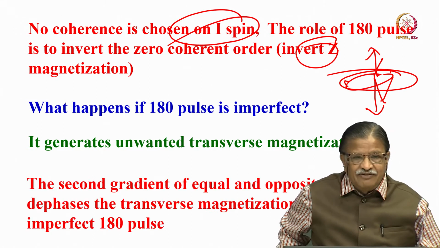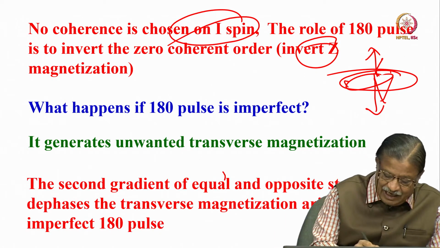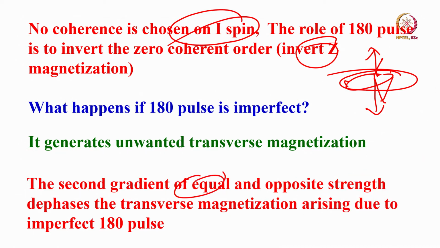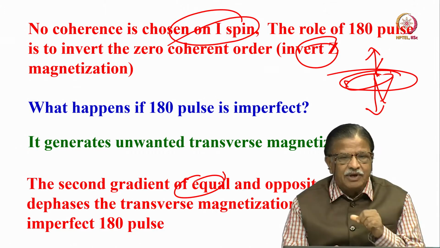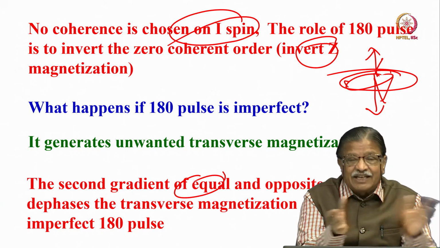But now, the advantage of this is the second gradient, of equal and opposite strength. What will it do? It will again dephase the transverse magnetization.